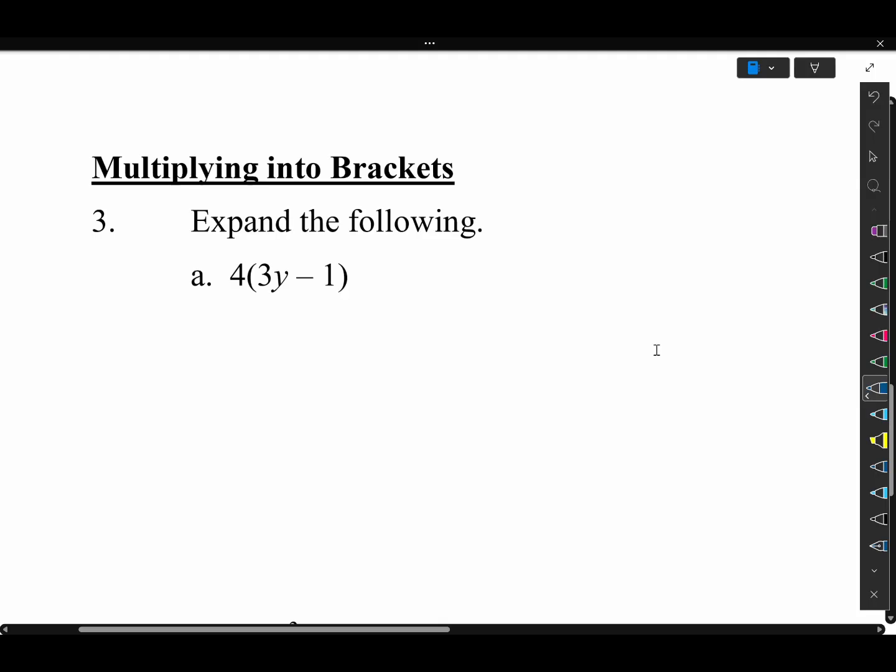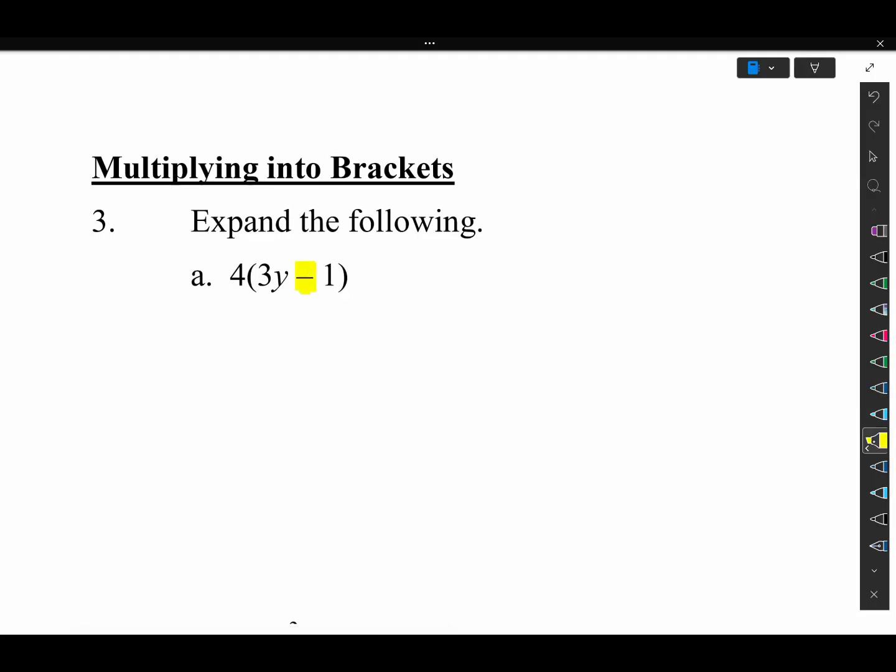Lastly, if we're multiplying into brackets, so that is we're multiplying one piece by 2 terms. Right? There are 2 terms because I know plus or minus signs separate my terms. If I'm doing this, I need to multiply this 4 times every single piece inside my brackets. That is, I'm going to multiply my 4 times the 3y first. I end up with 12y. And then I'm going to multiply my 4 times the other term as well. It's a negative 1. It's not a positive 1. So negative 1 times 4, I throw that into my calculator, minus 4.